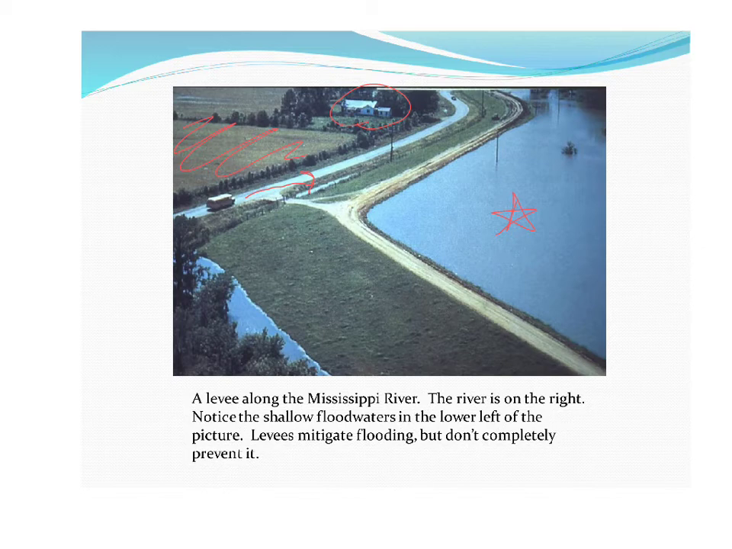Now that land is no longer receiving periodic floodwaters unless the water goes over the levee. And there is evidence right here that the water has gone over the levee. Levees mitigate flooding, but they don't completely prevent it, because if you look right here, there are some floodwaters sitting on the lower left-hand side of your screen. The Mississippi had overflowed at some point, and you got some residual floodwaters here.